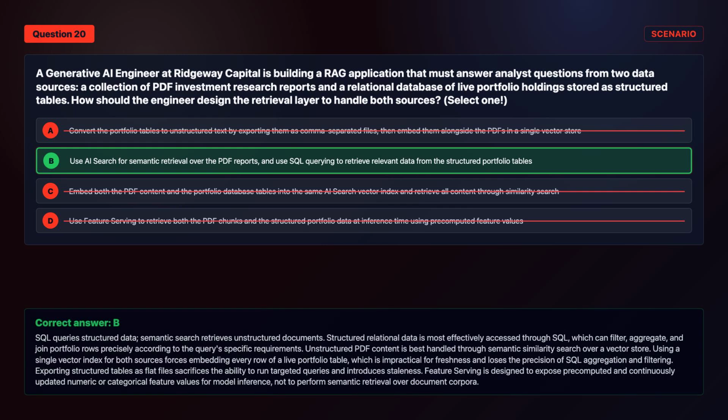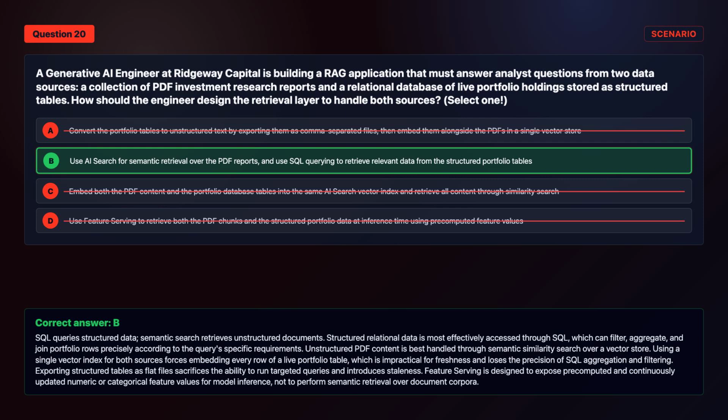The correct answer is option B. SQL queries structured data. Semantic search retrieves unstructured documents. Structured relational data is most effectively accessed through SQL, which can filter, aggregate, and join portfolio rows precisely according to the query's specific requirements. Unstructured PDF content is best handled through semantic similarity search over a vector store.